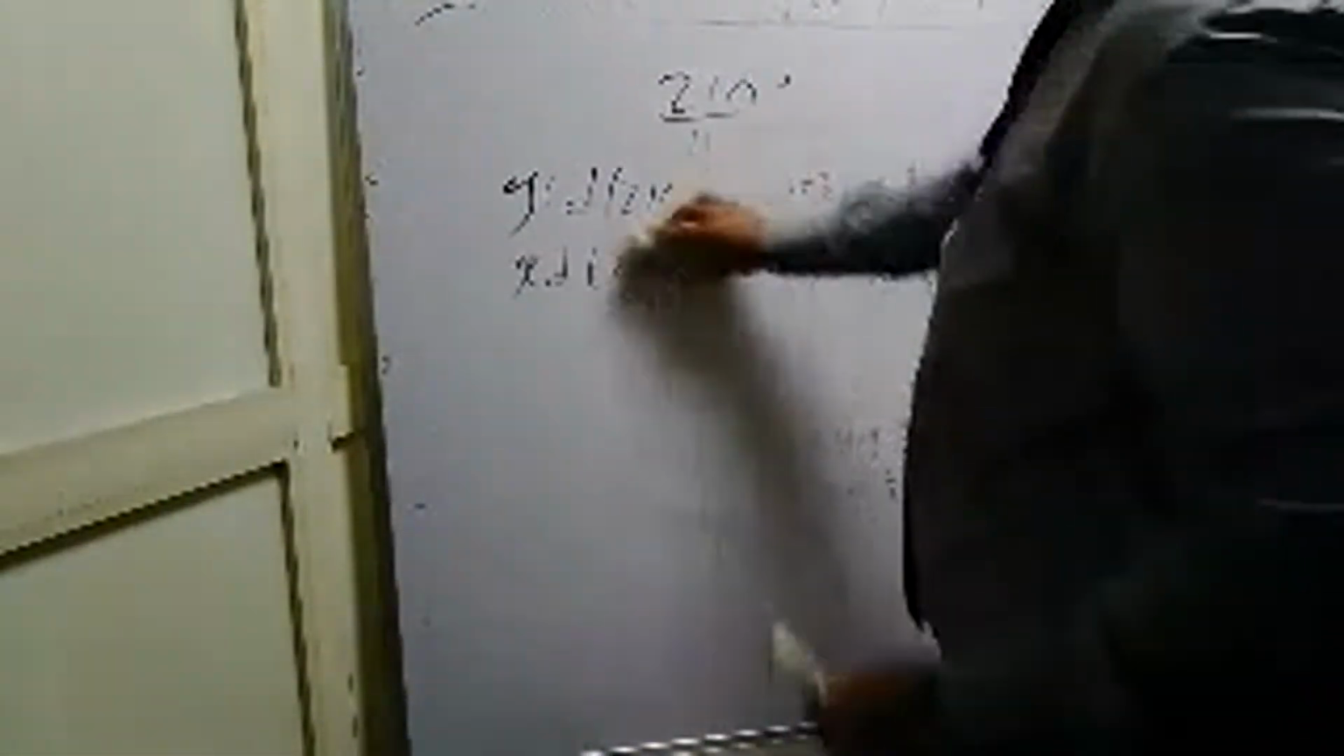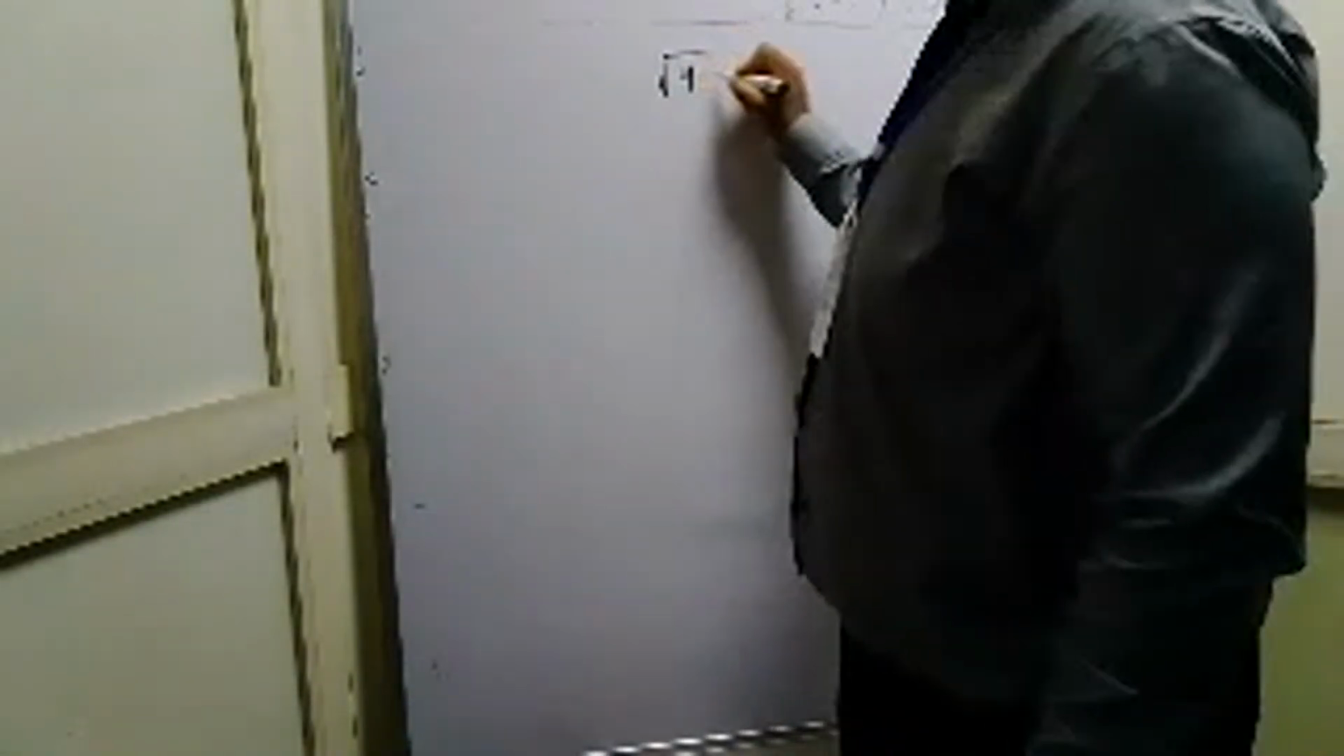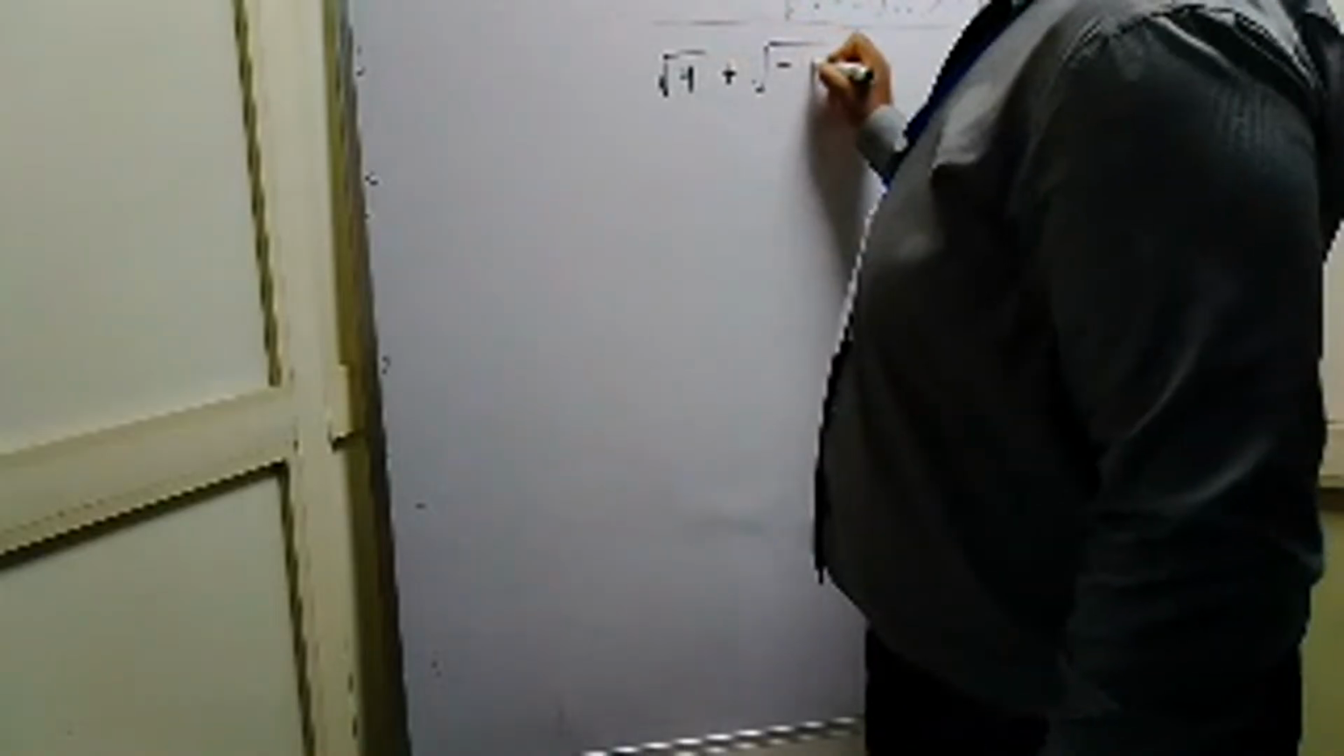We'll solve this last one. Okay, we have the square root of a plus the square root of minus a is equal to 12. We should find the value of a.